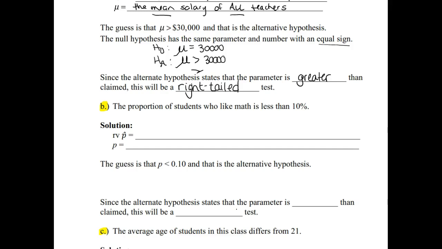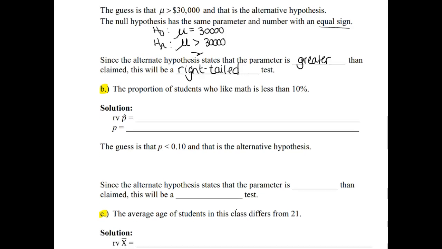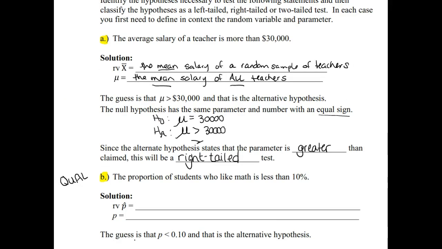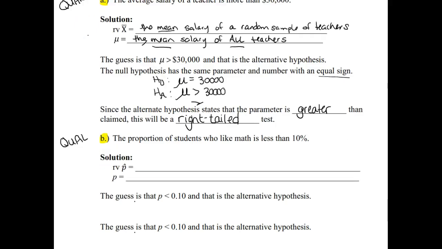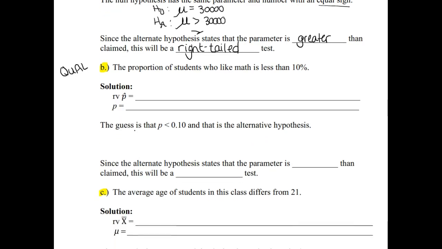All right, so for part B, the proportion of students who like math is less than 10%. That is super sad. In this case, we would be asking students if they like math, and so that would be yes or no. So we would be dealing with qualitative data. Let's go back up here. We talked about it, but didn't really write it down, so we had quantitative data. For qualitative data in this particular entry-level course, we're going to be focusing on proportions or percentages.